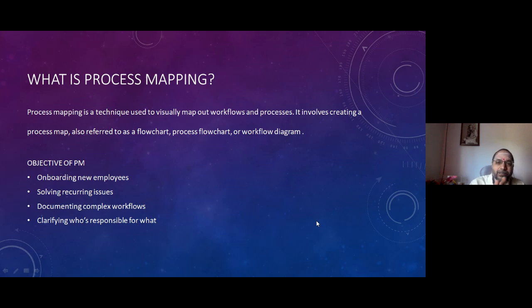And what is the purpose of creating this map? Whenever a new employee joins, obviously you need to familiarize him with what is happening around, the nature of his work, and what is the process involved in his department. So onboarding of new employees is a typical reason why companies have these process maps. And also, where are the problem areas in the process?